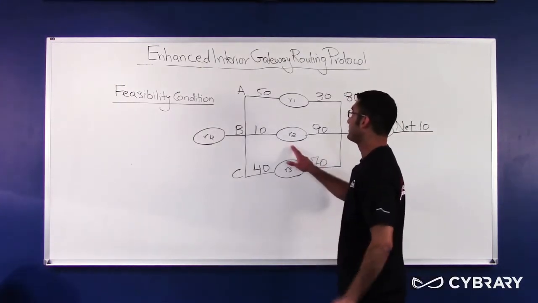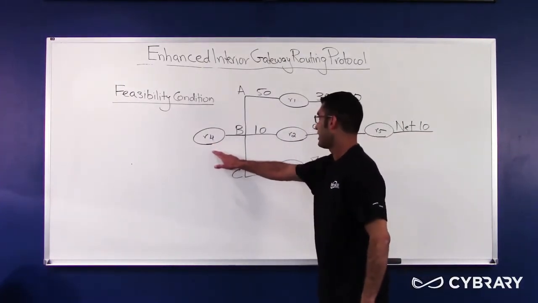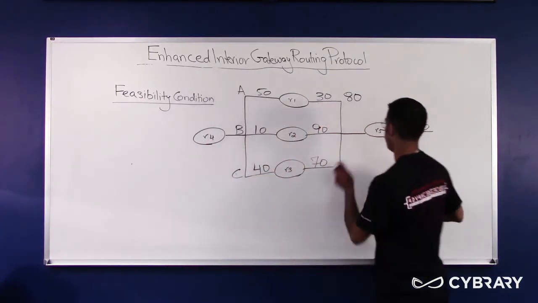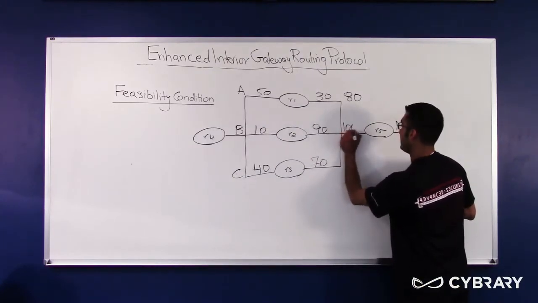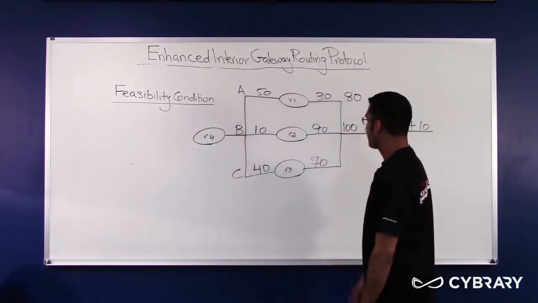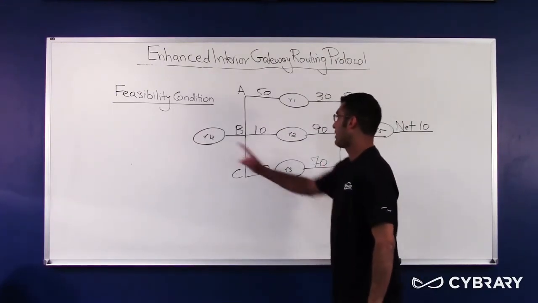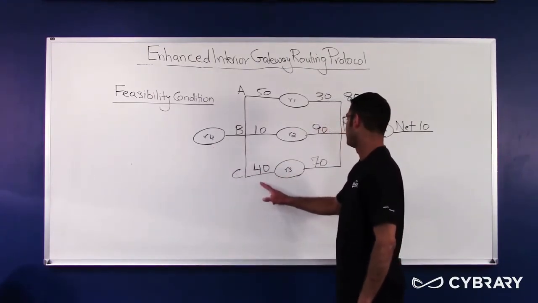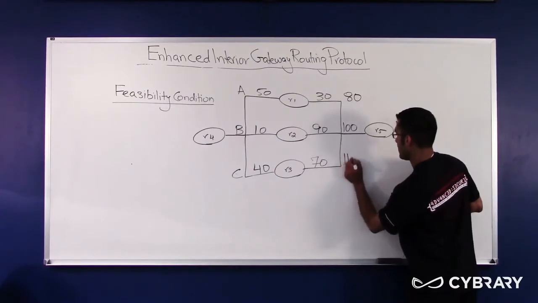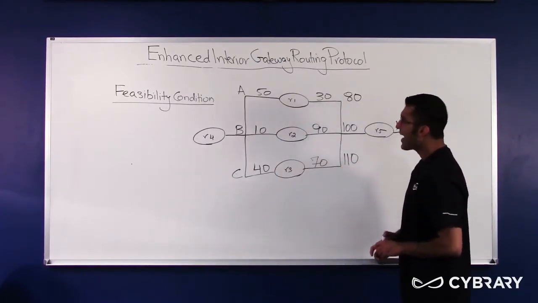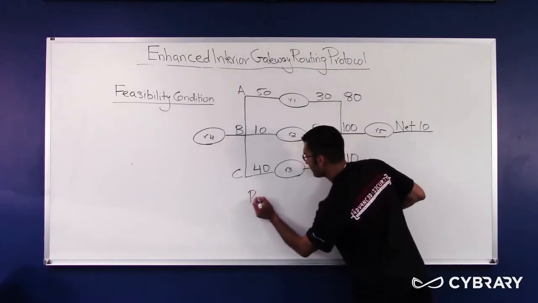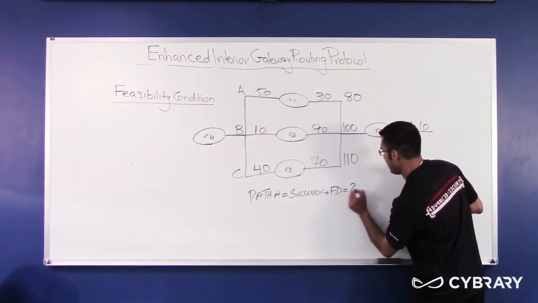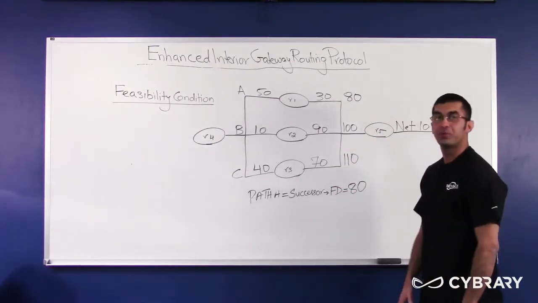Router 2 is reporting a distance of 90 to router 4, and router 4 has a distance of 10 from itself to router 2, for a total distance of 100 for path B. Router 3 is reporting a distance of 70 to router 4, and router 4's distance from itself to router 3 is 40, for a total distance of 110. So, path A becomes your successor route with a feasible distance, an FD, of 80. Will path B even make it to the topology table?